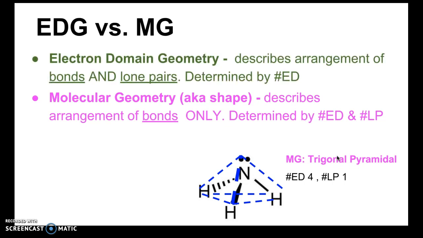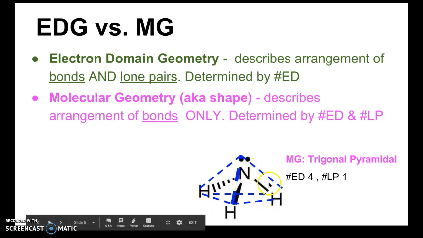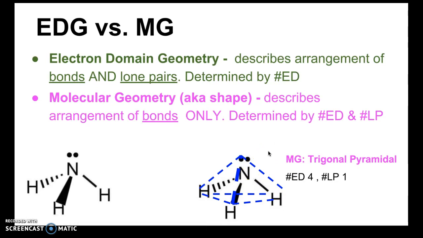For electron domain geometry, on the other hand, we consider both the bonds and lone pairs. If we go back to our tracing of NH3, when we were finding out the molecular geometry, we ignored the lone pairs. We didn't include that in our tracing, right? We just focused on the bonds and the atoms here. So let's see what that would look like if we included the electron domains. Here we have NH3 again, and to make sure we include the lone pairs in our electron domains, I'm going to use this lone pair bubble.